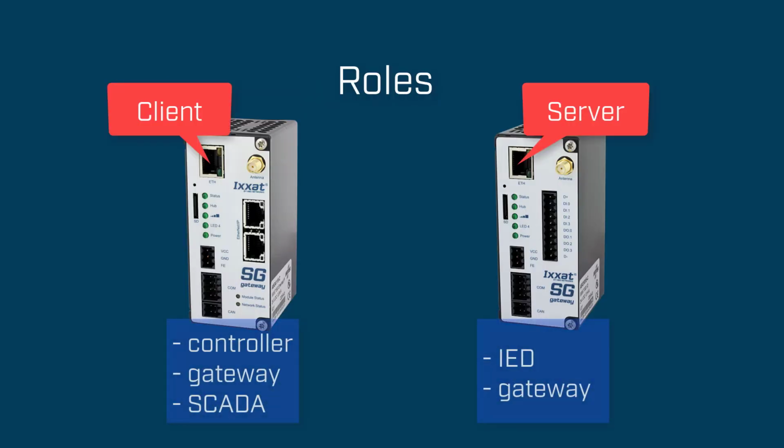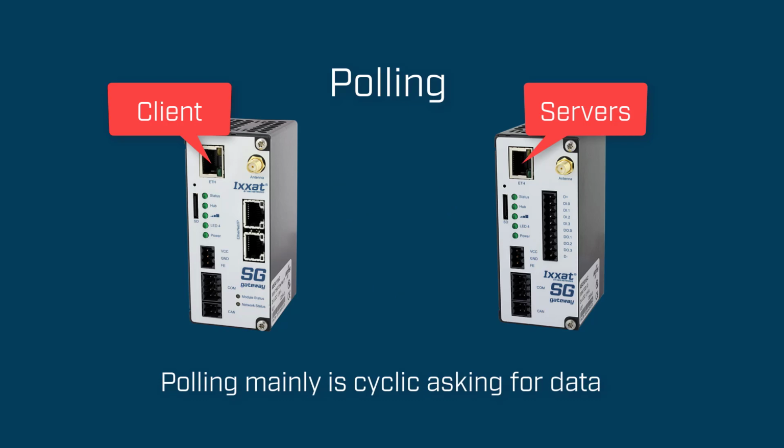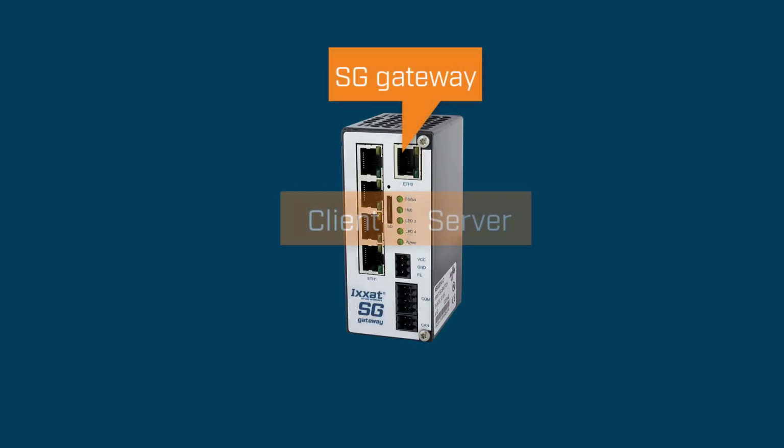For using polling or reporting, there are 2 roles, server and client. The server is the device that provides or receives the information, usually the IED, Intelligent Electronic Device. The client can be a local controller, gateway, or a control room, asking for data and sending commands. A client can control multiple servers. The SG Gateway can run the server role and the client role at the same time. This role is named both.